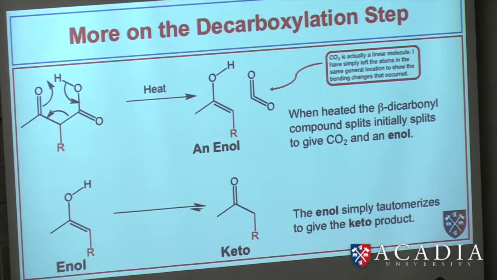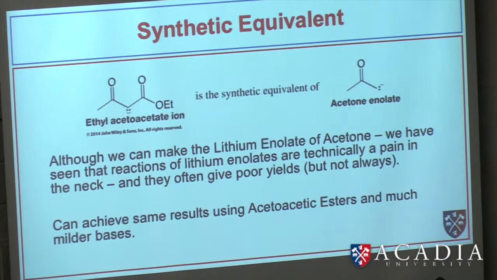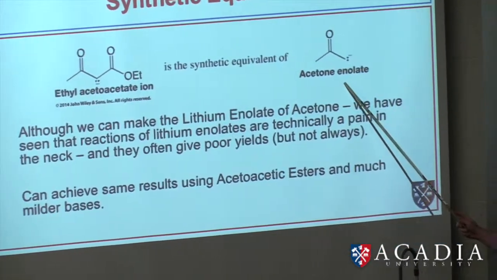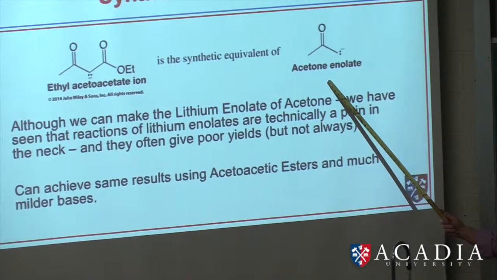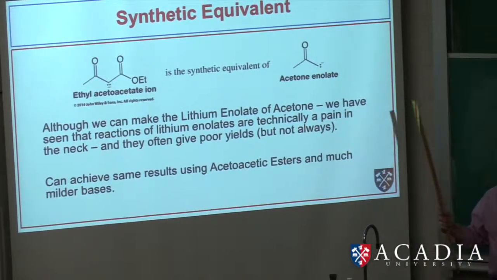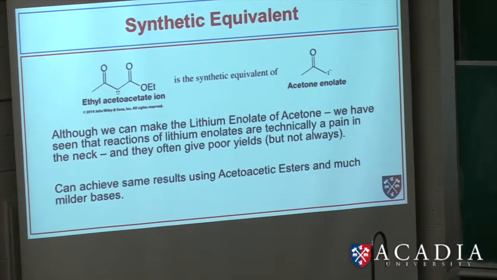Good exercise for curly arrows as well is, whenever you see a bunch of curly arrows, just draw on the other side, draw all the atoms in the same places, and then make the bonding changes. Good way to practice. So we talked about it being the synthetic equivalent of an acetone enolate. We would get the same products if we used acetone and a strong base to pull off and make this enolate. We would get the same products.